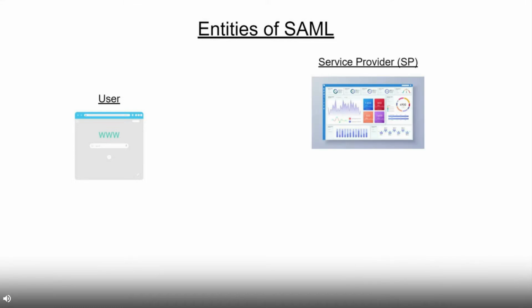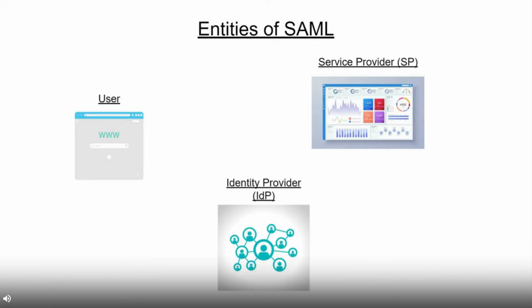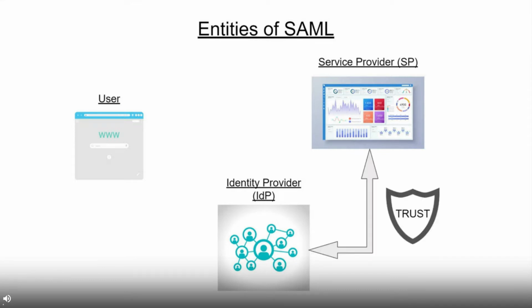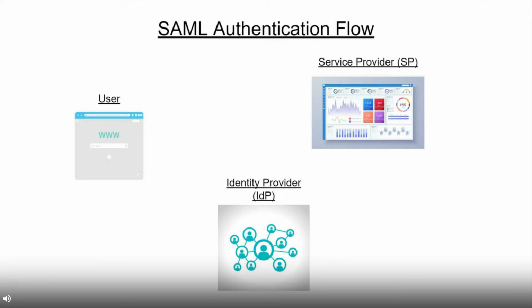The SAML protocol has three entities: the user agent, which typically is the user's web browser, the service provider, or the SP, which is the application you try to access, and lastly, the identity provider, or IdP. When configuring SAML federation, you establish a trust relationship between the service provider and the identity provider. Let's explain at a high level how the SAML authentication flow works.